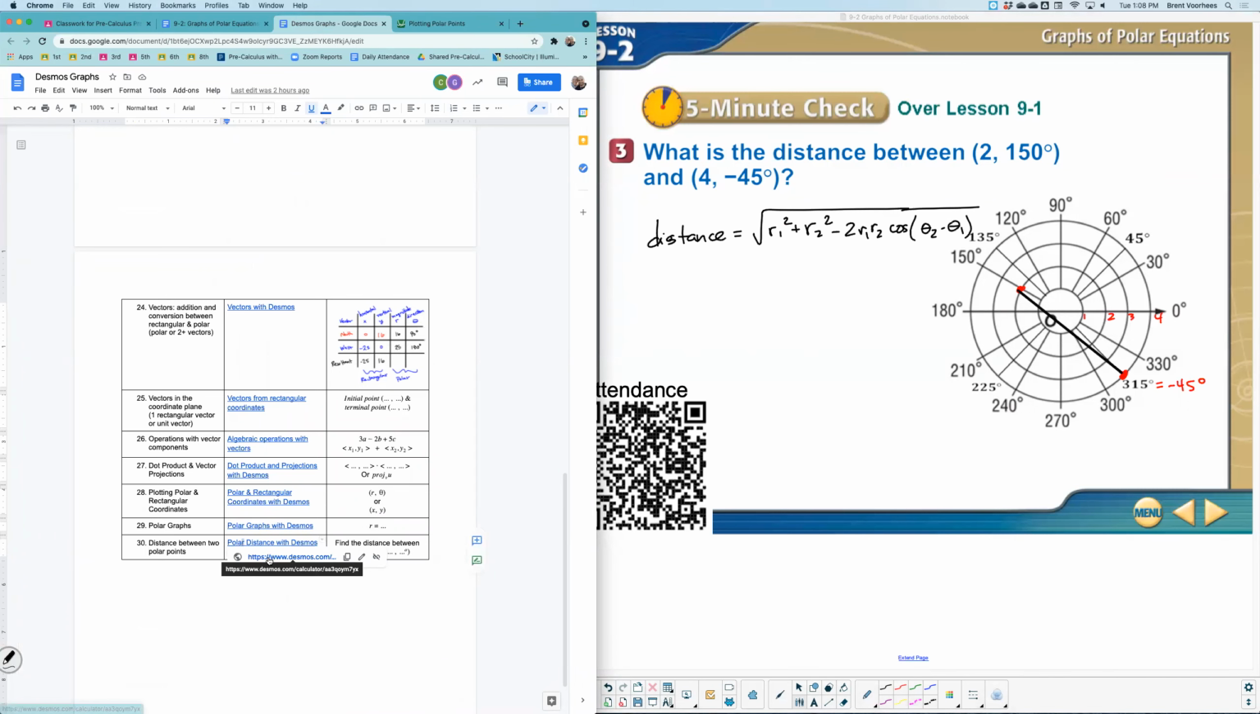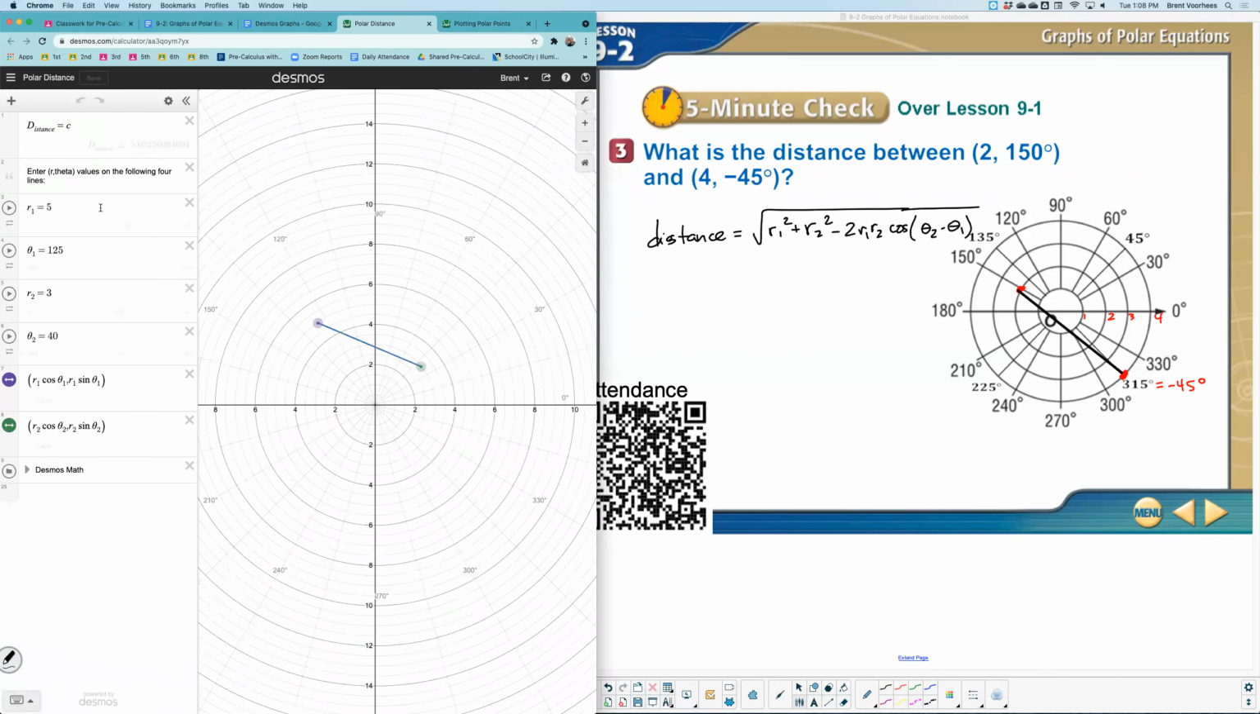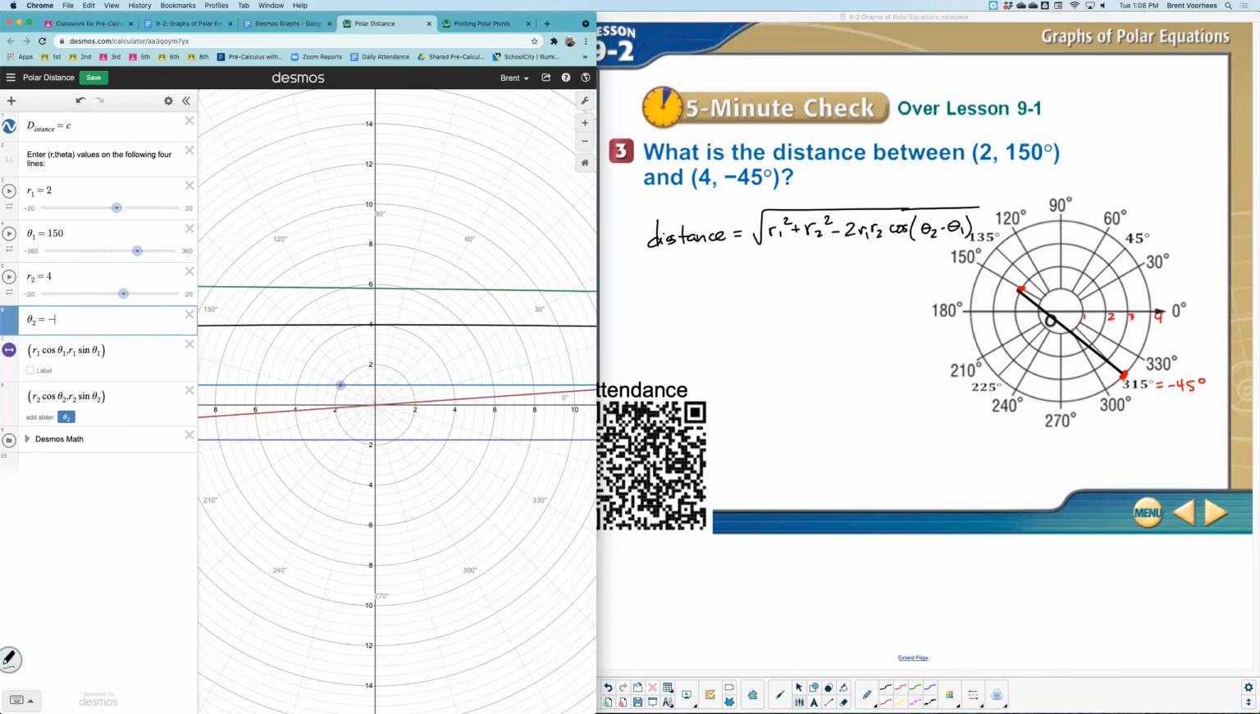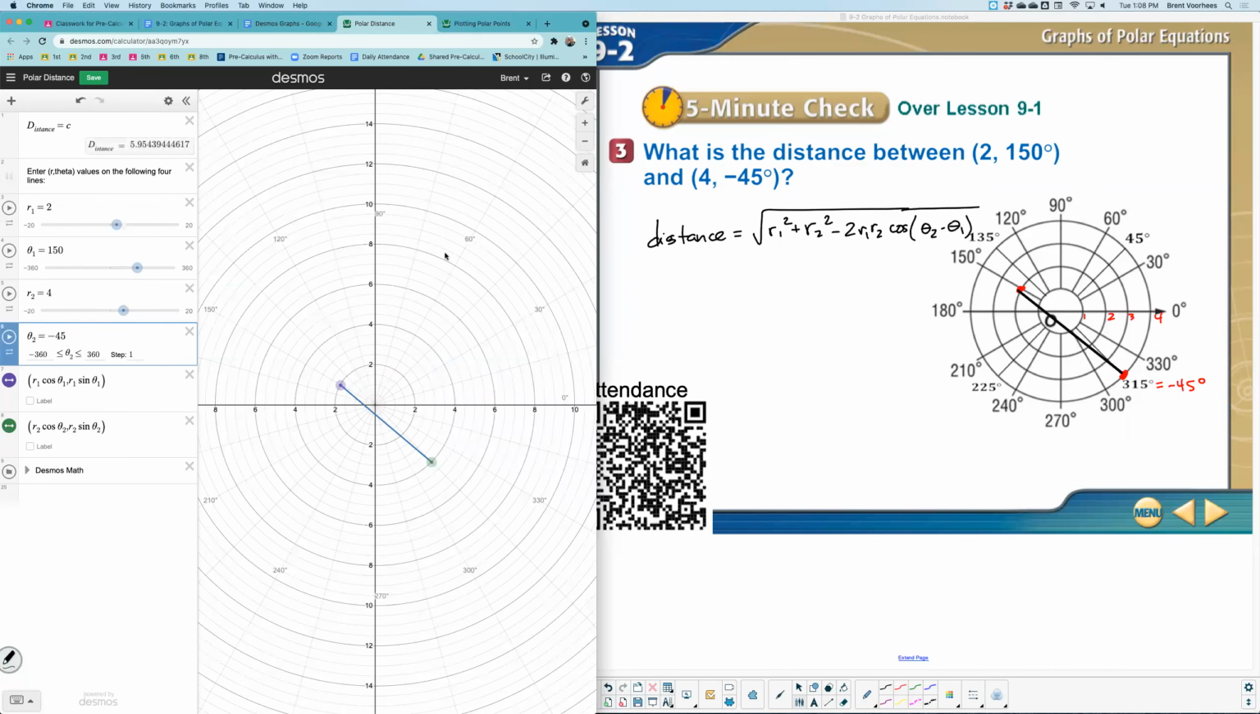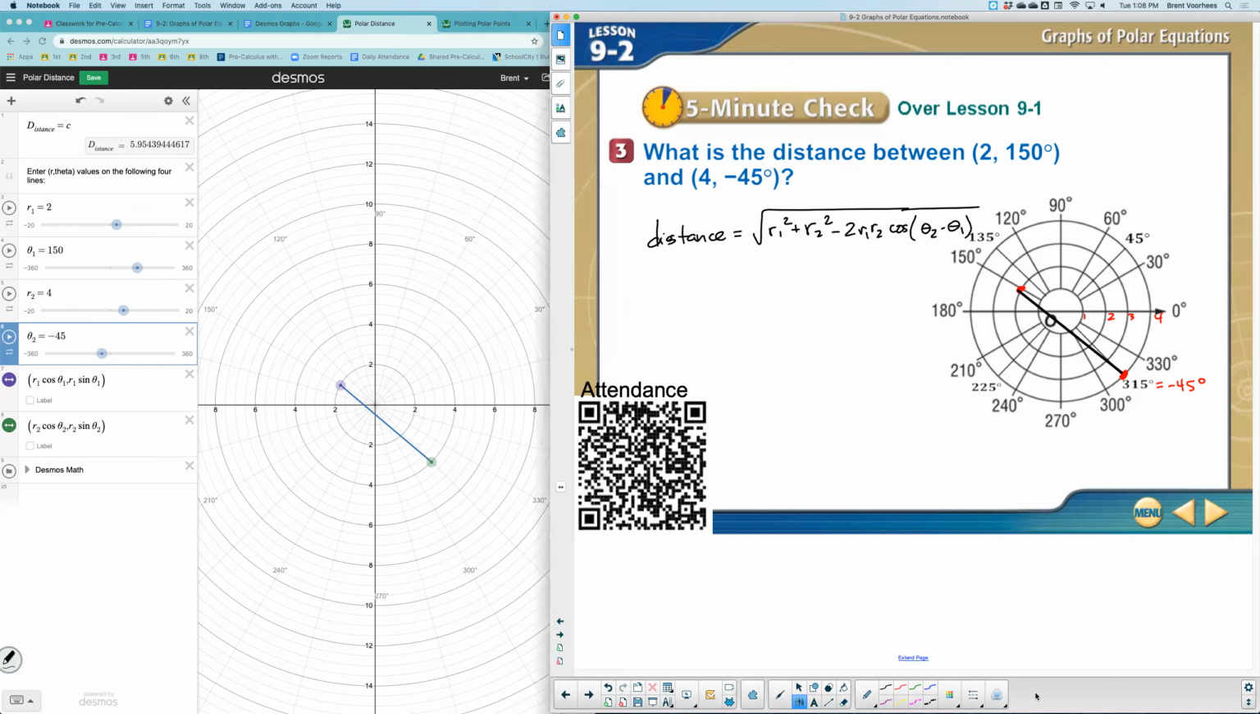In this one, I plug in my values. My magnitude was 2, and the angle is 150 degrees. My second point had a magnitude of 4, or radius of 4, at negative 45 degrees. I'm making sure I'm in the right mode. If you click the wrench, you'll see it's in degrees. So this is graphed correctly. The distance is approximately 5.95.